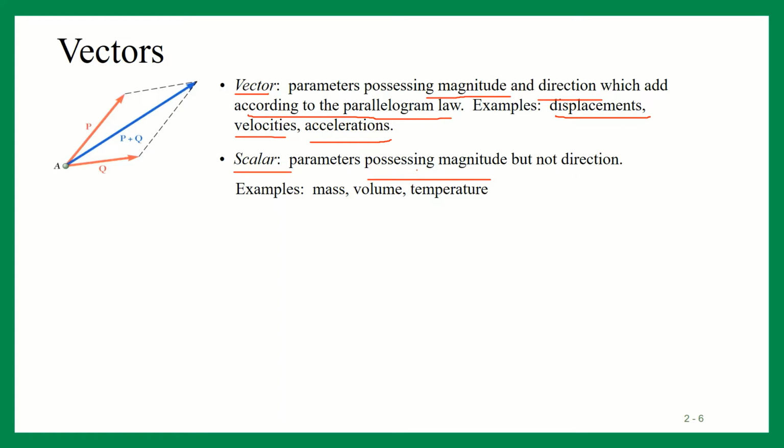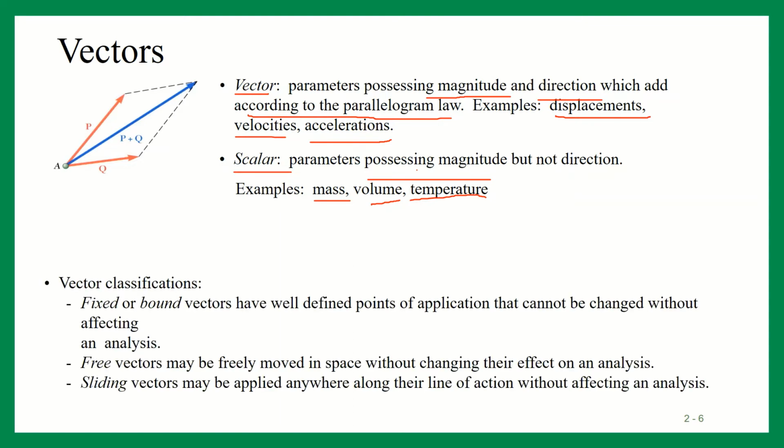Then there are some physical quantities which do not need any direction. They are called scalars. They possess only magnitude and no direction. Direction is not important for them. For example, mass. We do not need any direction to specify the mass. Similarly, volume, temperature, etc.